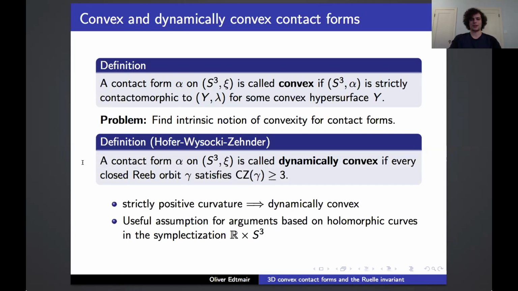But it turns out that if I take a hypersurface and assume that the curvature is strictly positive, so that's slightly stronger than convexity, then that implies dynamical convexity. So there are convex hypersurfaces which are not dynamically convex, but whenever I have strictly positive curvature, then I have dynamical convexity. It also turns out that this condition on the Conley-Zehnder index is very useful if I try to prove things by holomorphic curves in the symplectization. That's a very useful notion.